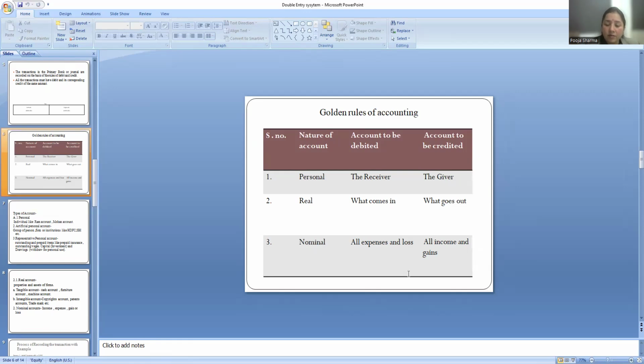So he developed these rules, and these rules are followed by everyone worldwide, the same, and there are no changes in the rules. Everyone is following the same rules and regulations, and these rules are also known as the golden rules of accounting.